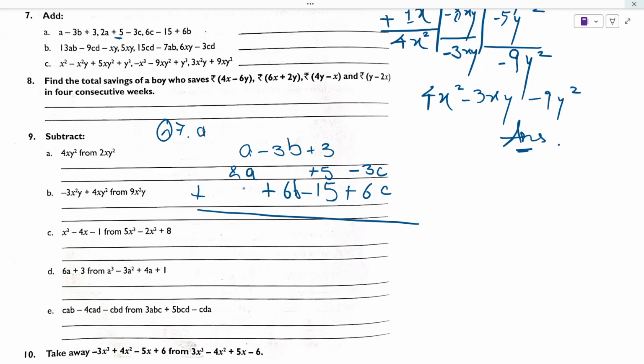So a and 2a will give us 3a, because a is having what number? 1. 1 plus 2 is 3. Then if we follow next, we are having minus 3b and plus 6b. Minus 3b and plus 6b. So minus 3 plus 6, integer wise, will give you plus 3 followed by the variable b.